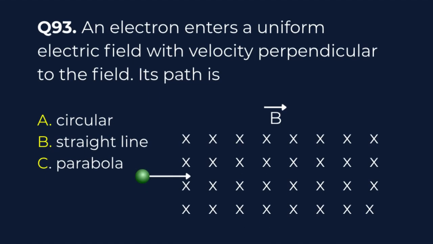Question 93. An electron enters a uniform electric field with velocity perpendicular to the field. Its path is: a) circular, b) straight line, c) parabola.